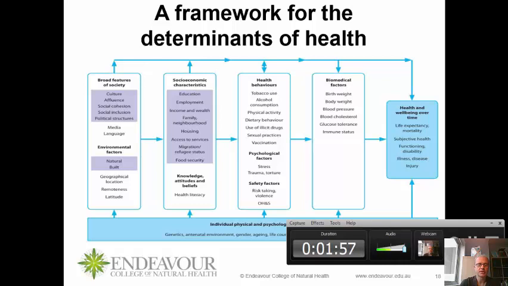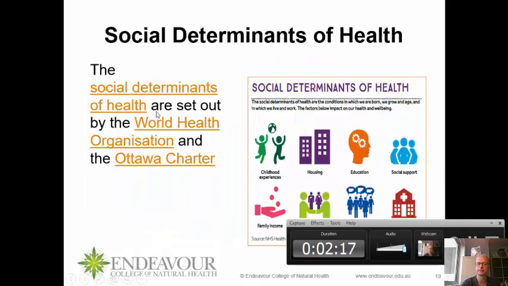Socioeconomic characteristics are important. We can see that education, employment, some of these things we spoke about earlier in today's session, and I'll talk a little bit more about very soon. Income and wealth, family, neighborhood, housing, access to services, whether or not someone's a migrant or a refugee, and food security. So all really important social determinants.